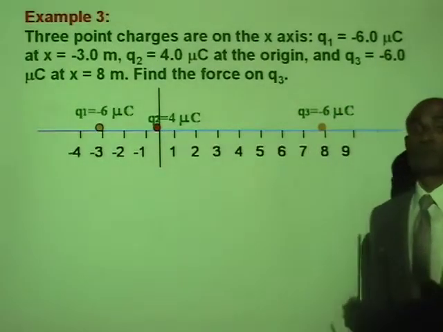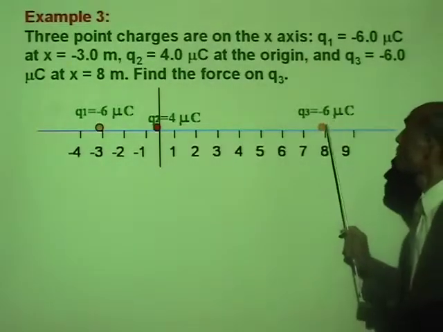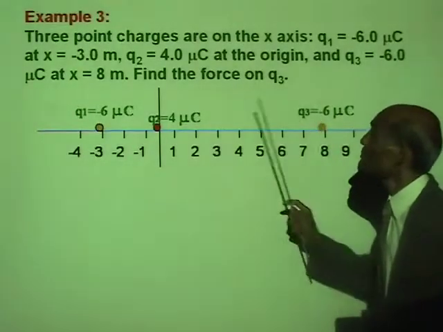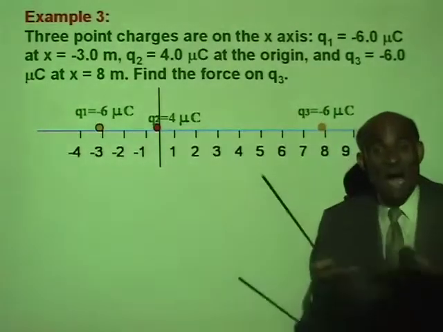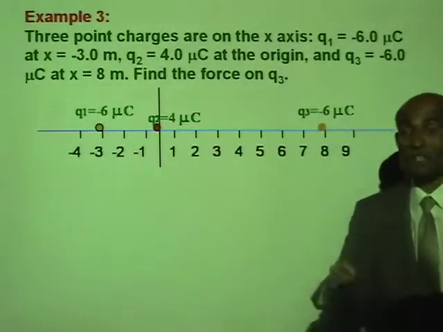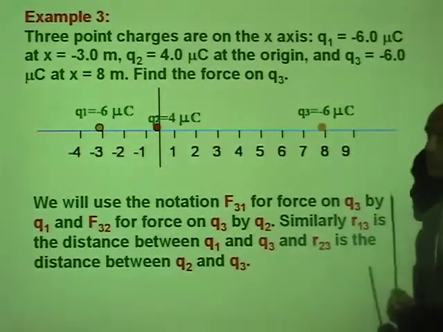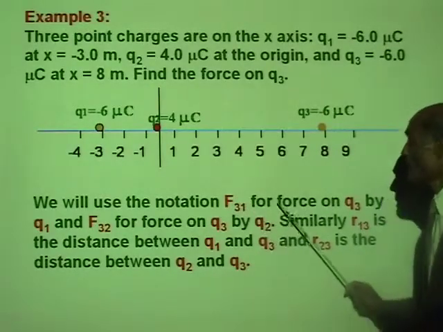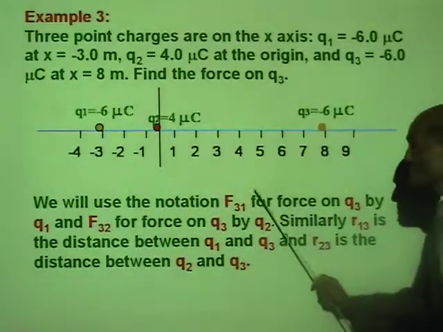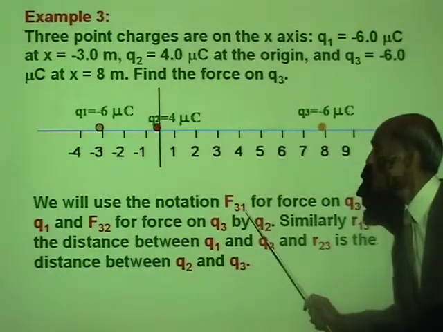Now, what do we do? We find each of these forces. First, we find the force on Q3 by Q1. Then we find the force on Q3 by Q2. Then add the two forces together using the method of vector addition. Alright, we will use the notation. I want you to watch this. F31 for the force on Q3 by Q1. So F31 means force on charge 3 by charge 1.